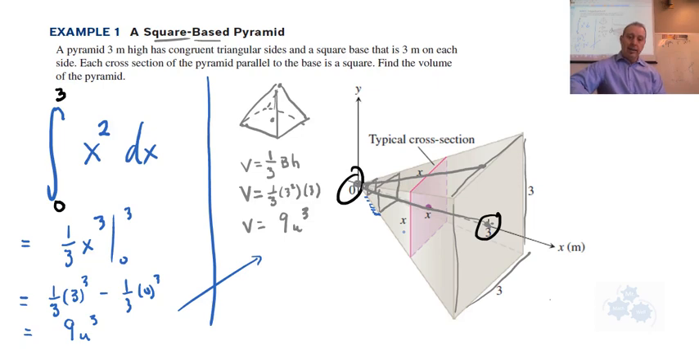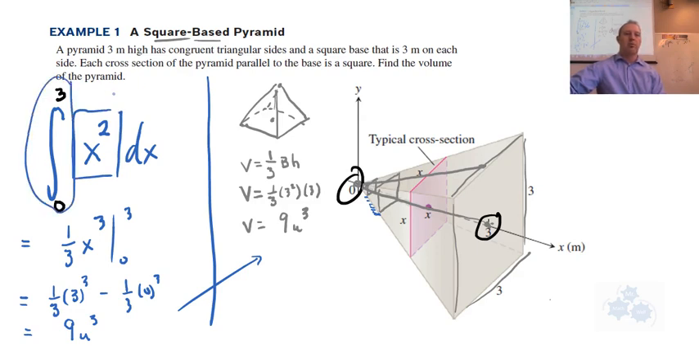So, kind of neat. If you can wrap your head around this, a pyramid has cross sections, if you slice it up this way, of squares. So this is the area of the cross section. If you set the integral up with the limits of integration being equivalent to the height of the pyramid, then we can find its volume. Any questions about that example?